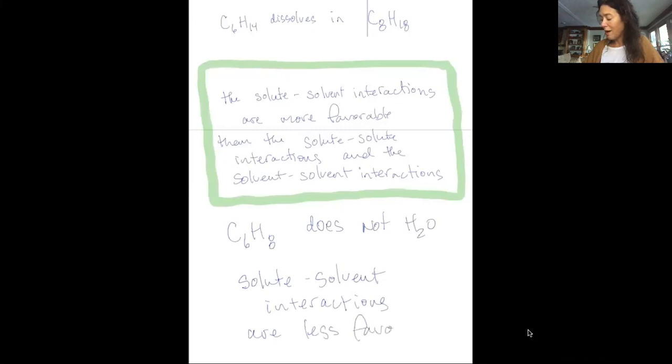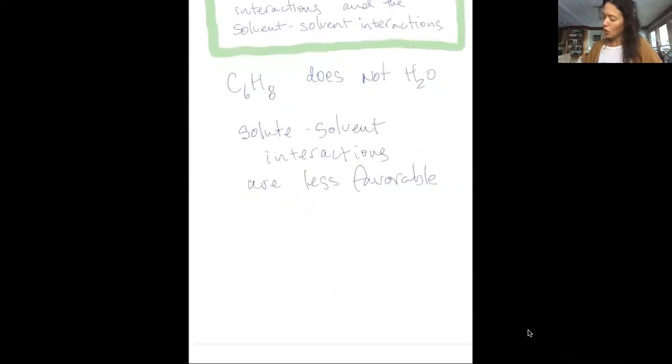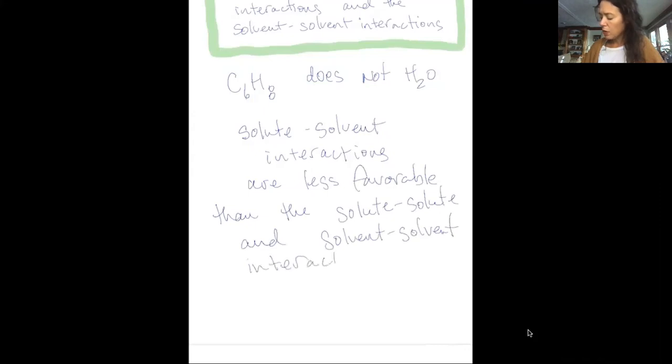Notice what I am not writing is that polar substances dissolve in polar substances. I'm not writing that. I'm not writing like dissolves like. I'm not putting that in my answer. Okay. But the solute-solvent interactions are less favorable than, I know this is wordy, the solute and solvent interactions. Okay. So that's how you're going to handle that.